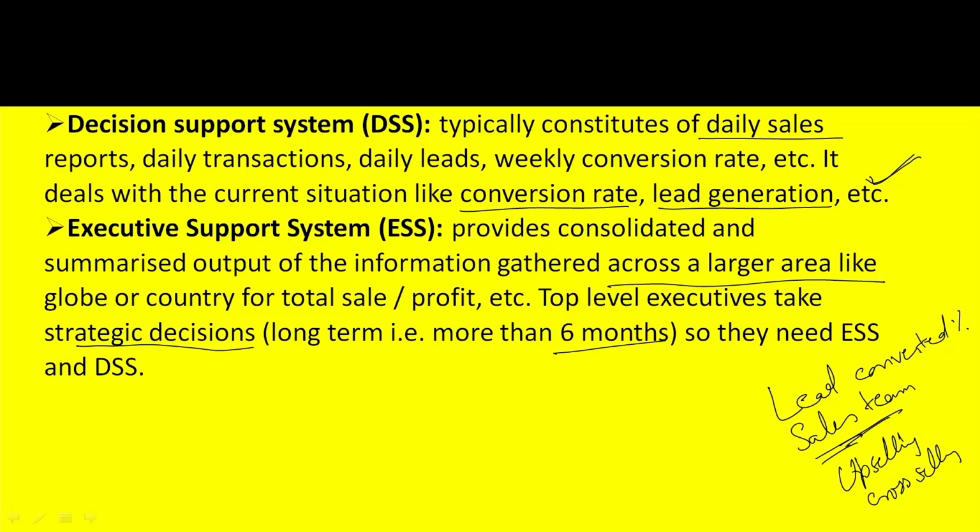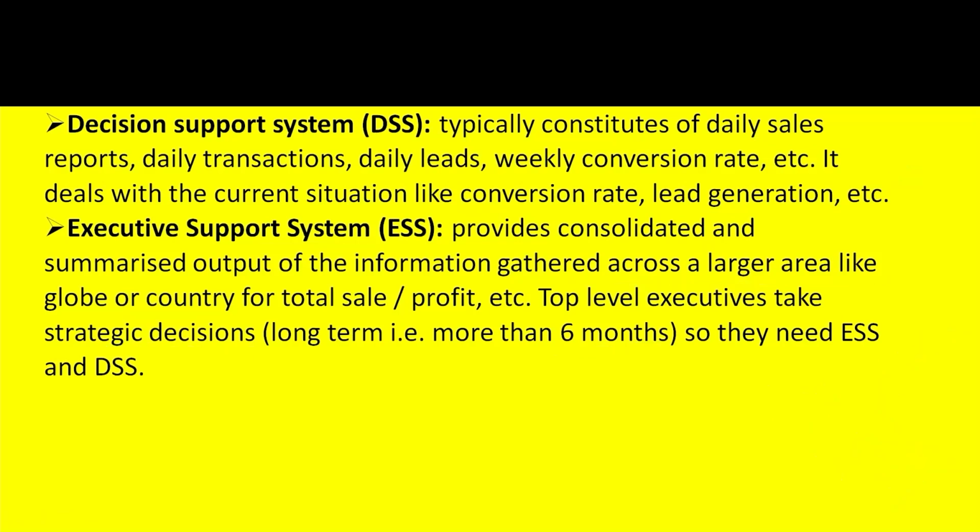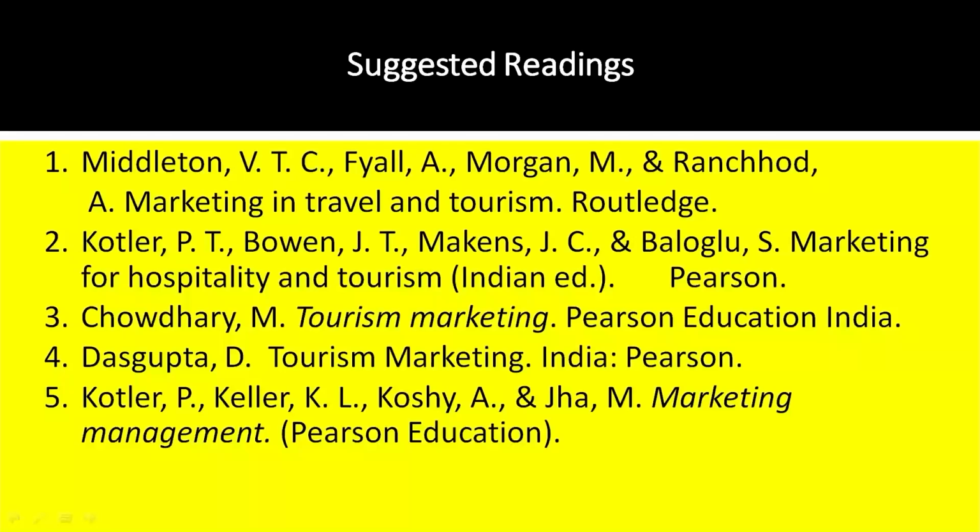These are for long duration, 6 months, 1 year, decisions like which new product to come up with, what kind of elements to be dropped from the product or maybe added to the product. These all decisions are based on the executive support system. So, with this we have completed the marketing management information system.